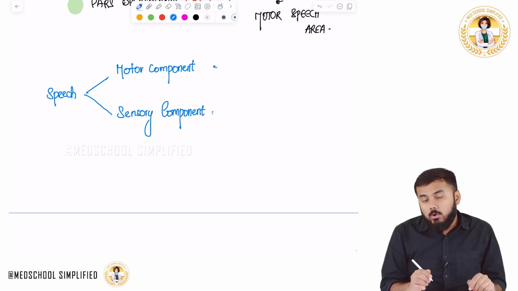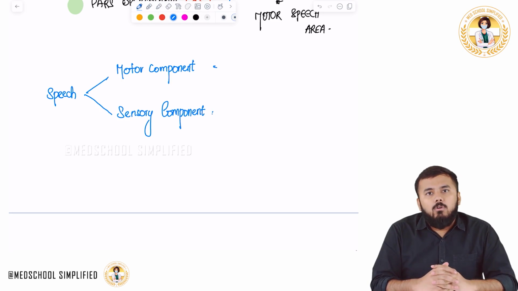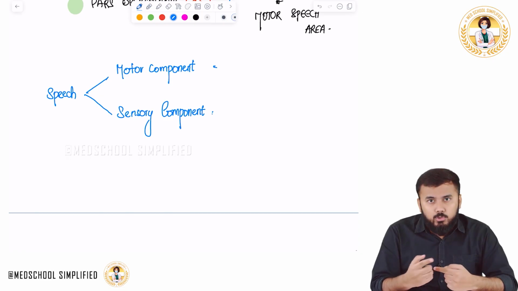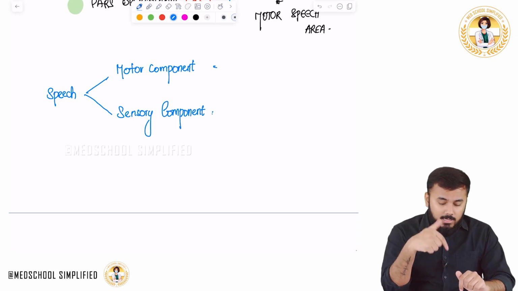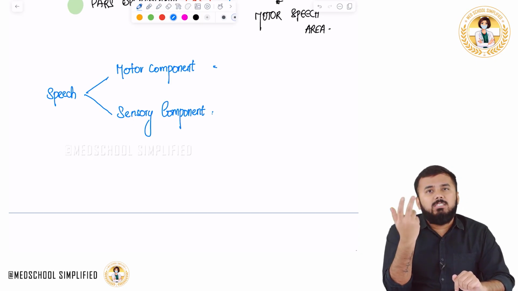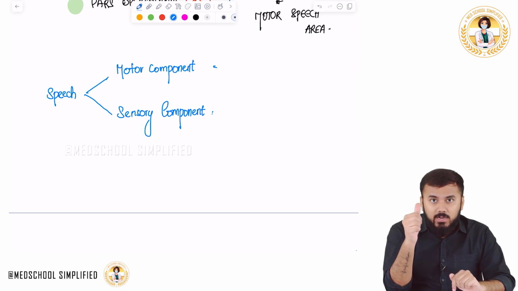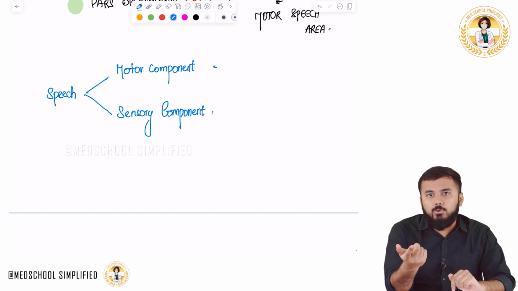So what do you mean by motor component and what do you mean by sensory component? For example, let us say someone has come to me and asked, how are you doing today? Now, only if I understand their question, I will be able to speak. Let us say the sensory component of speech within my body is damaged. If you ask me, how are you doing today, I can listen to you, because my auditory region is working well. So I can listen to what you told, but I cannot understand what you told.